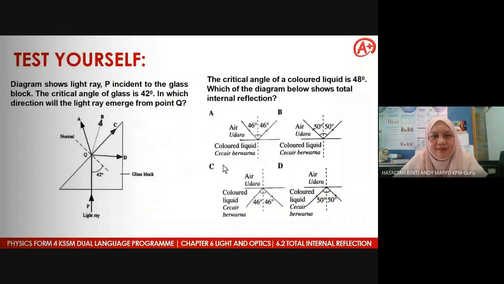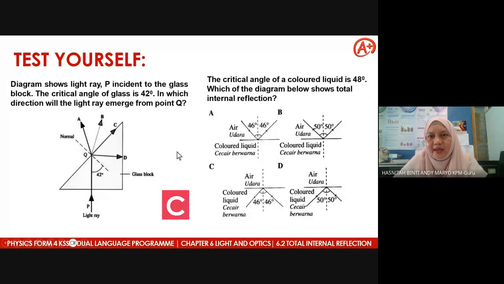No tries yet. Okay, so we look at A first. Here in A, the light travels from air into the colored liquid. So you can reject A. Why reject? Because now the light travels from a less dense to a denser medium. Air is less dense compared to any liquid. What about B? B is also rejected because the light travels from air to colored liquid. So we only have C and D left.